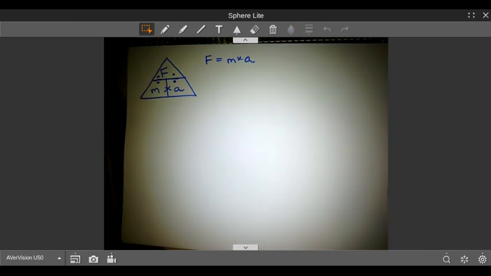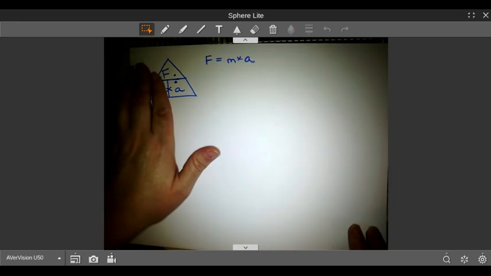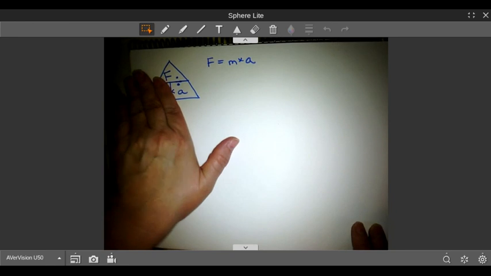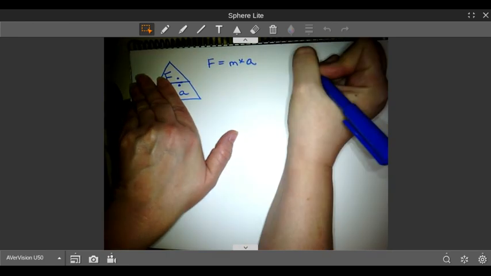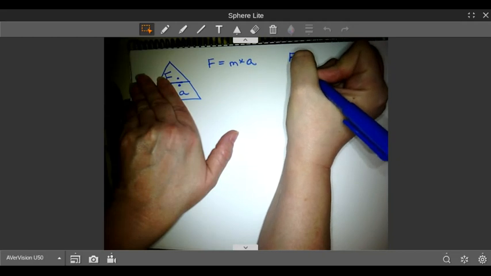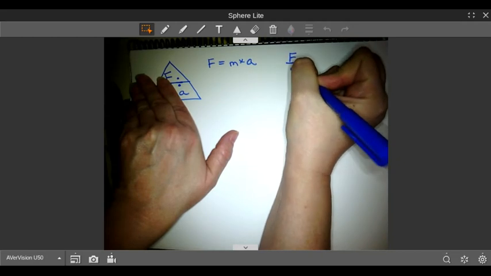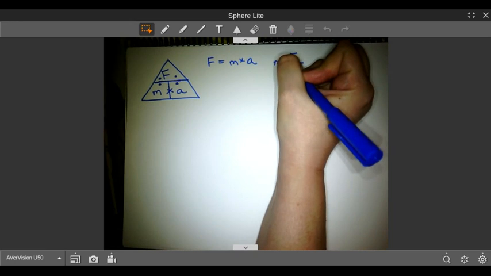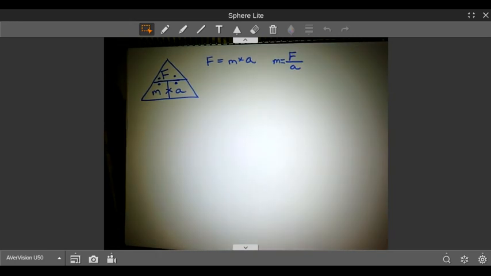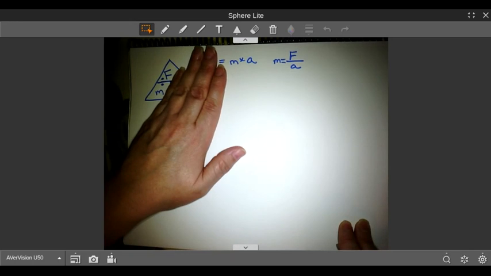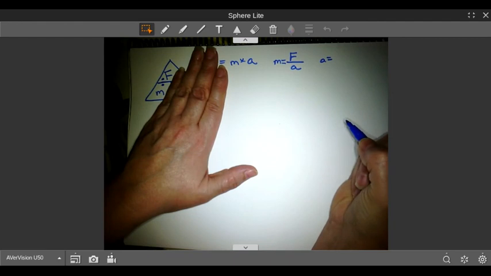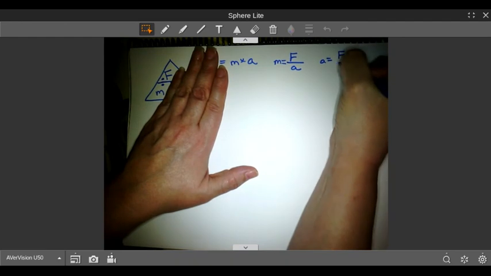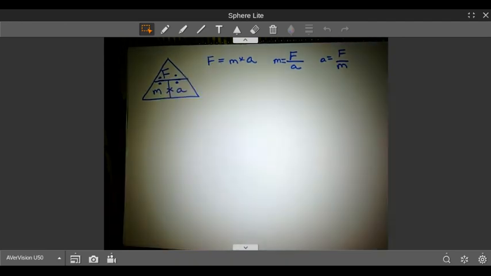Now, if I want to find mass, then I cover up the mass and I look and see, okay, what is that telling me to do, the triangle? And that is telling me that I need to take force and divide it by acceleration, and that will give me the mass. Now, if I want to find acceleration, I cover up the A, and it tells me to take force and divide it by the mass.